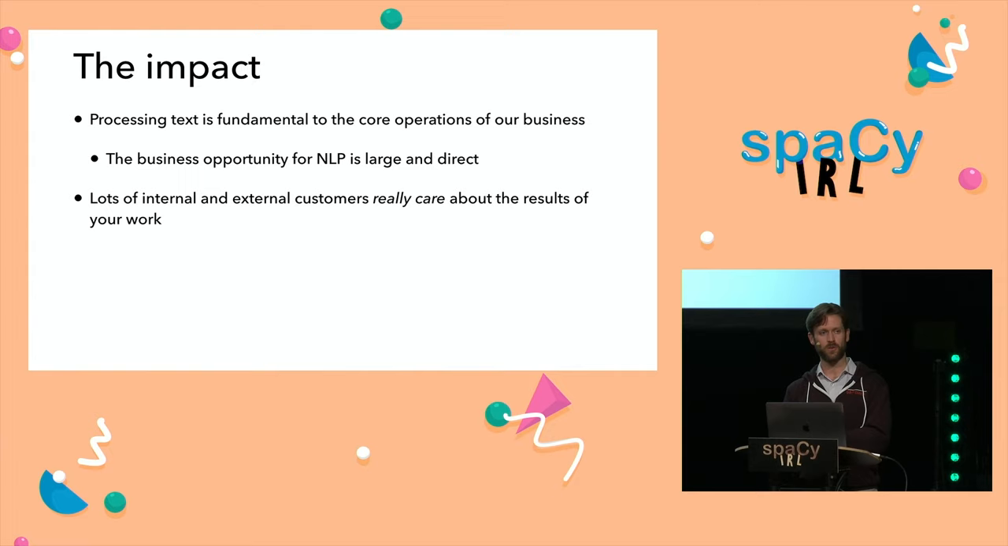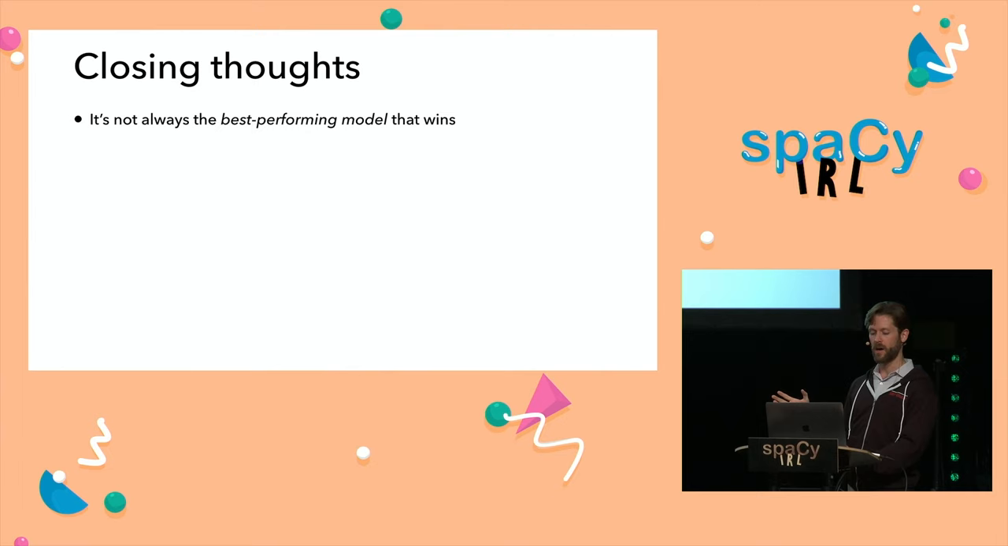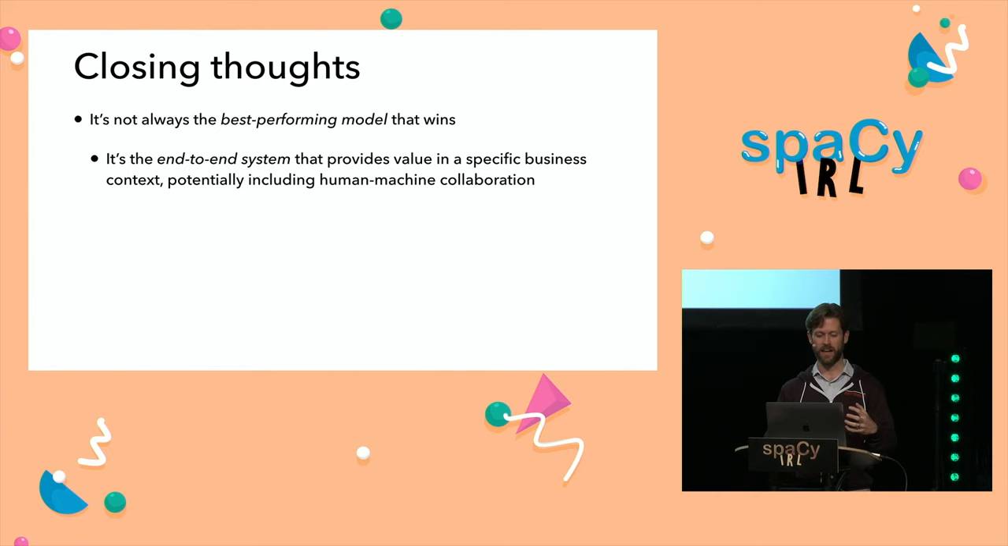So wrapping up, one point in our world is that it's not always the best performing model that wins. Nobody really cares if your model is 91% accurate versus an 87% accurate model. It's an end-to-end system that provides business value in a specific context, including potentially tightly looped human-machine collaboration.